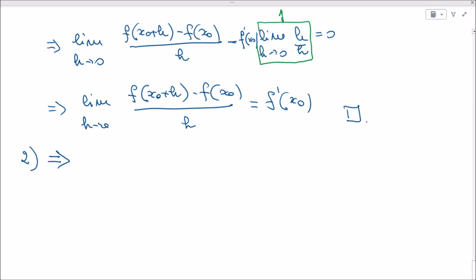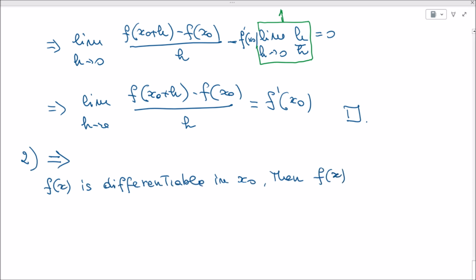Namely the fact that if f of x is differentiable in x naught, then f of x has derivative f prime of x naught exactly equal to alpha. Okay, good.